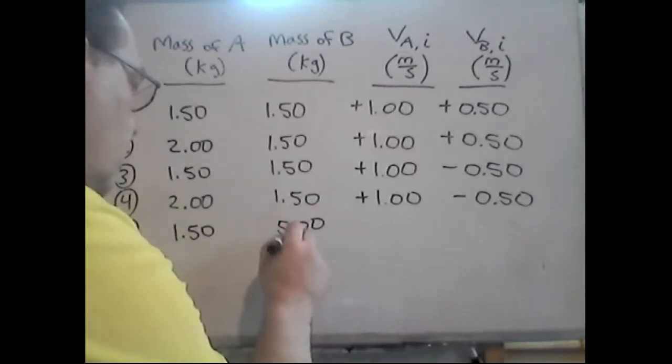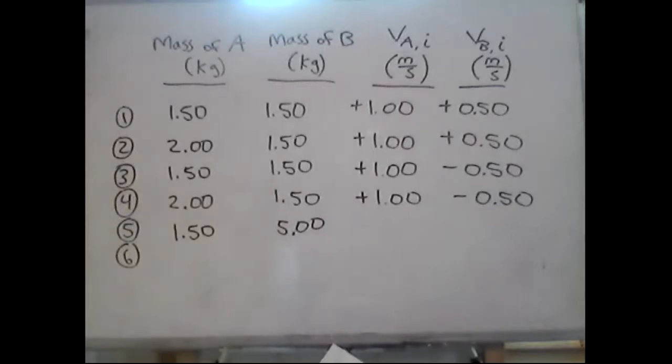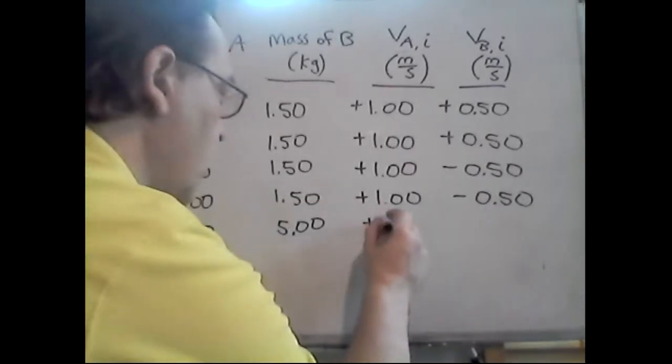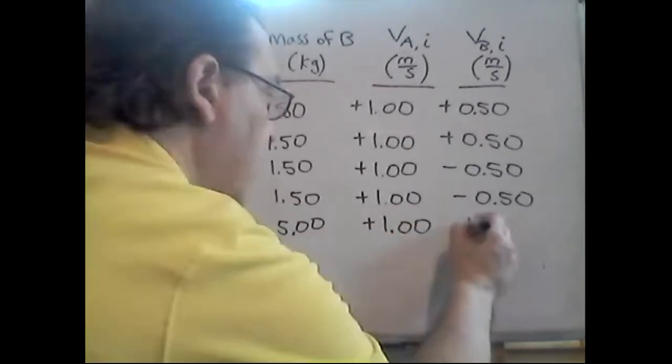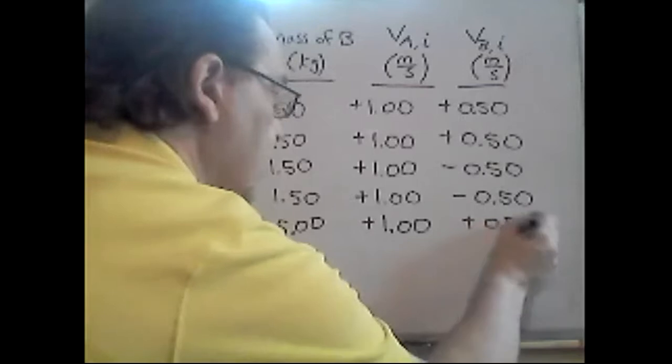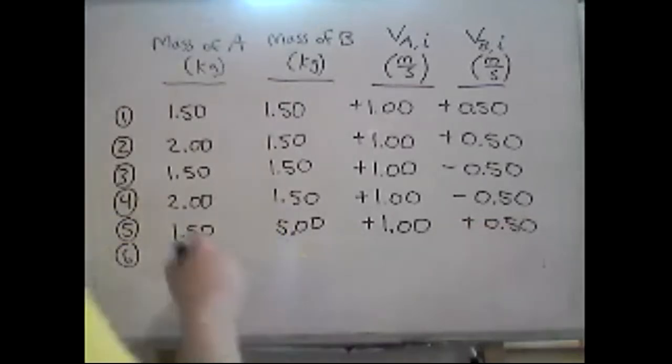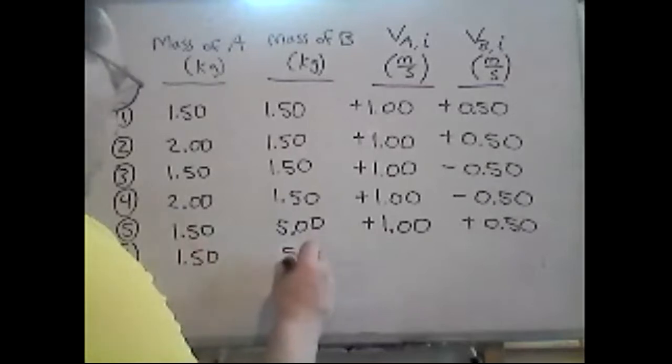Kind of some small object hitting a much bigger object. And I'm going to consider, in the first case, them moving together. So A is going to go 1.00 to the right, and B is going to go at positive 0.50 to the right. And then, of course, I'm going to consider the same masses, 1.50 and 5.00.